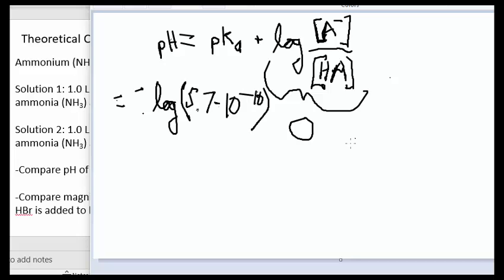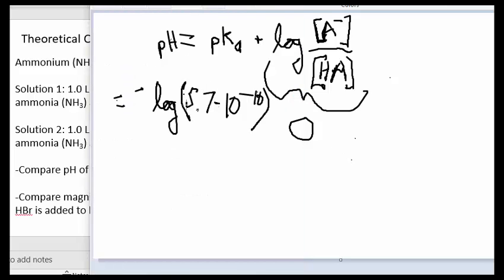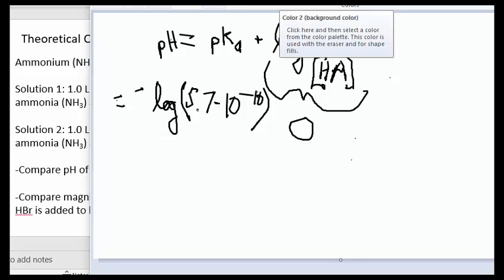So we basically just need to find the pKa of ammonium. The Ka is given, the pKa is the negative log of that, so I just put in negative log of 5.7 times 10 to the negative 10, and we get 9.24.